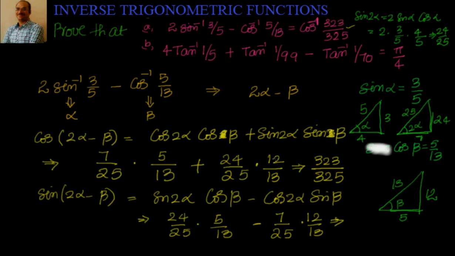Now sin 2 alpha is 24 by 25, cos beta is 5 by 13, cos 2 alpha is 7 by 25, and sin beta is nothing but equal to 12 by 13. If you look at that, this is nothing but 120 minus 84, that is 36 by 325. You can see that sin is positive, cos is positive, so we are perfectly fine. We are in the first quadrant, so we don't need to do any more work on that.